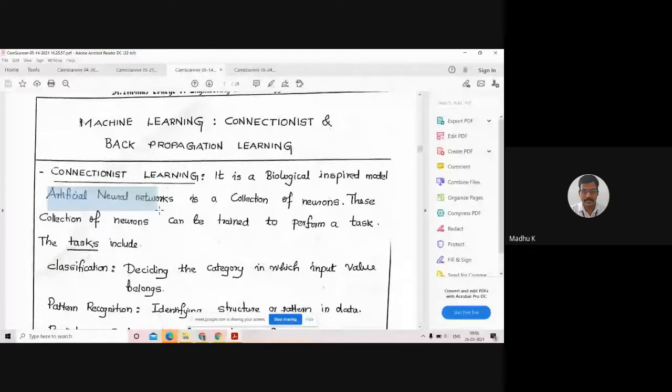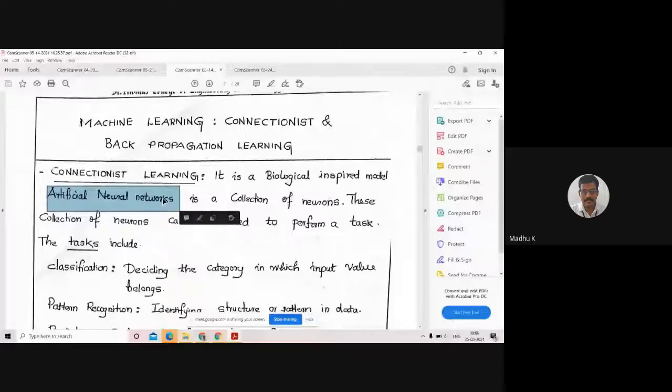We know what an artificial neuron is. It consists of a collection of artificial neurons. What is an artificial neuron? It's a mathematical model of a neuron. This collection of neurons can be trained to perform a task.